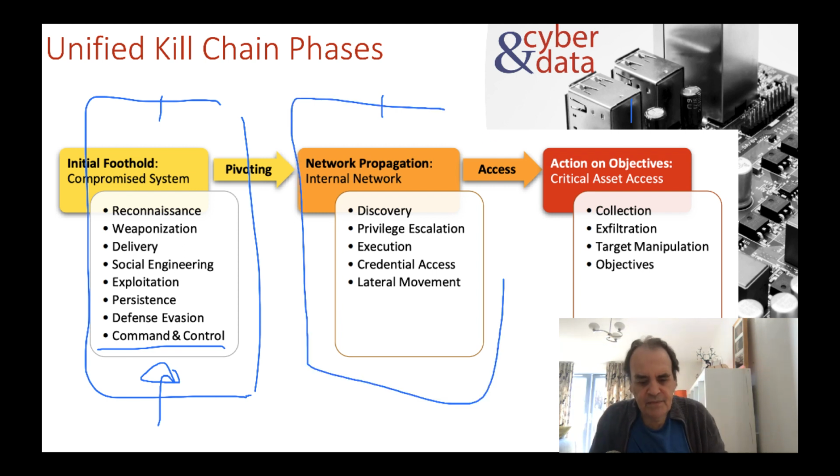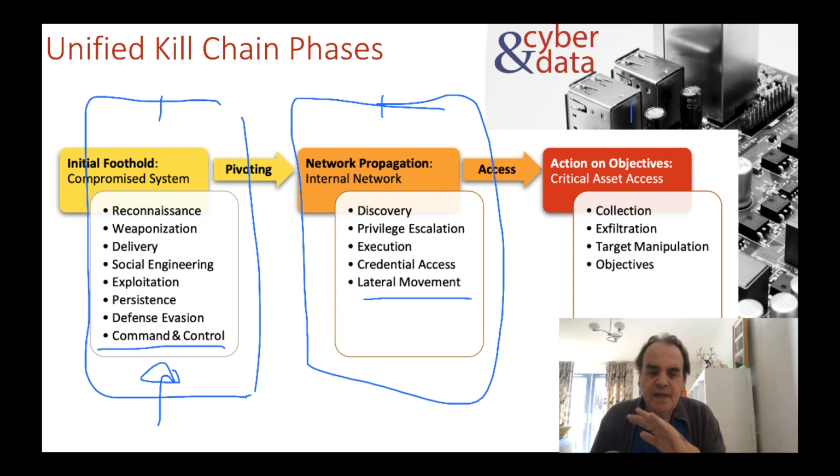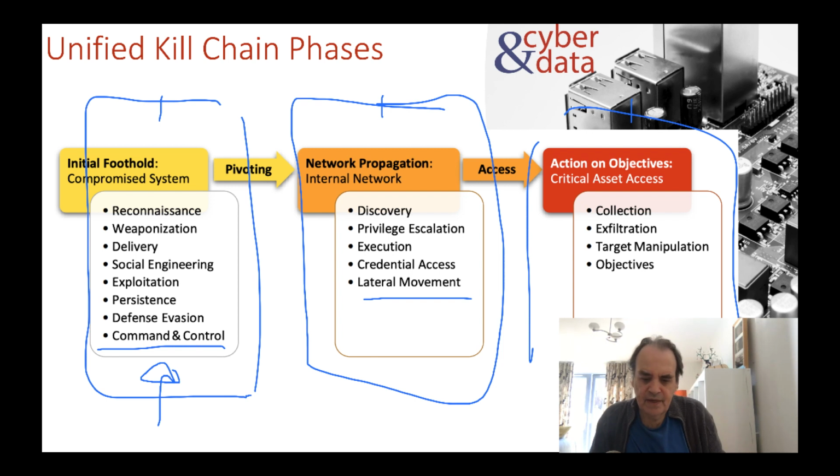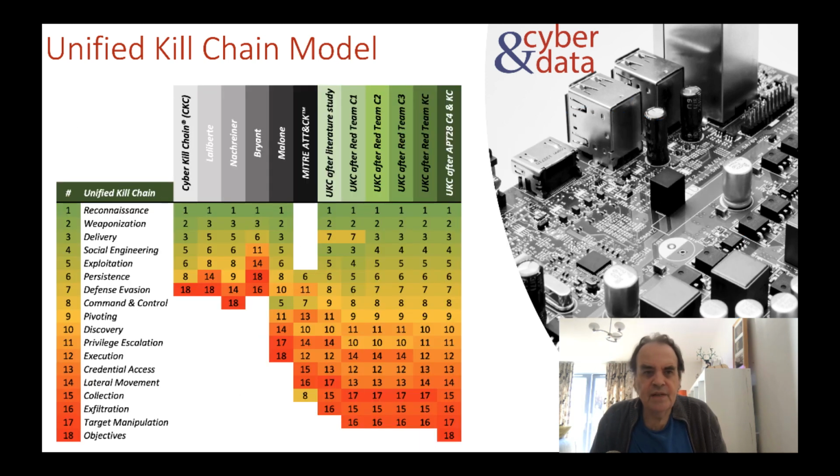So it might just be for one host, and then that host is then compromised. From there may be some network propagation, a discovery of the internal network, a privilege escalation, credential access, and what's called a lateral movement to move across the network from host to host. And then eventually we have an action on objectives, and that's to look at collection, exfiltration, target manipulation, and the achievement of certain objectives.